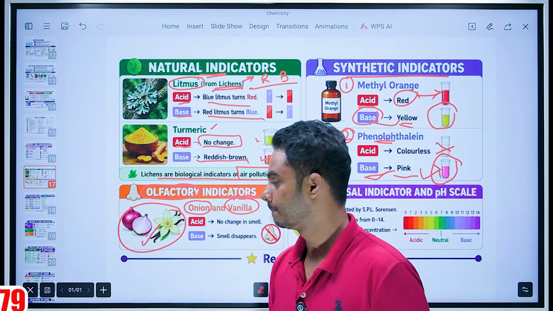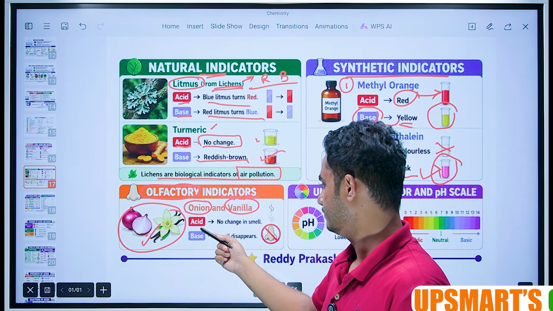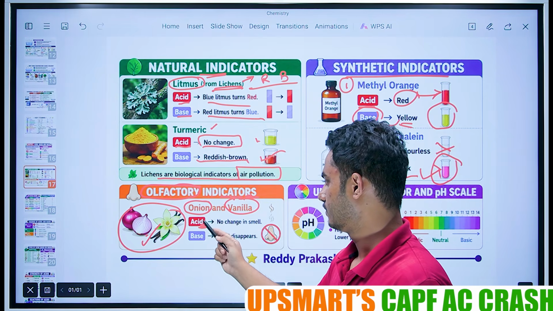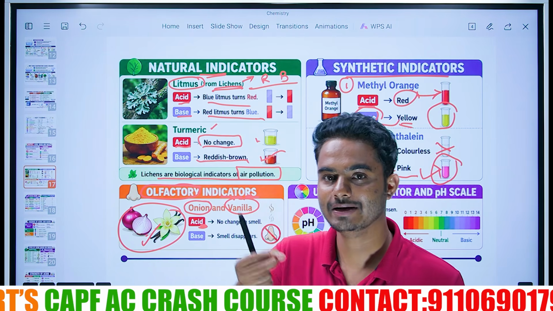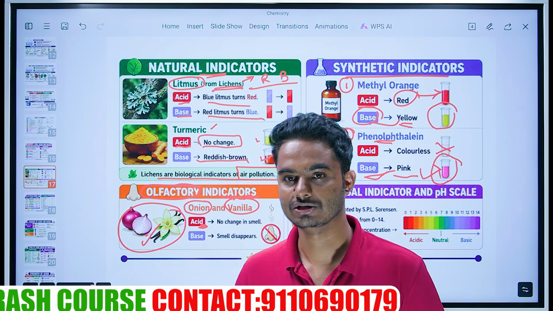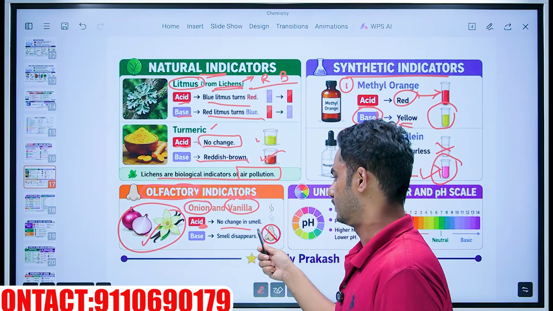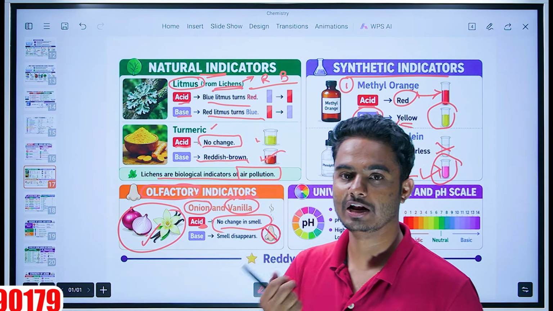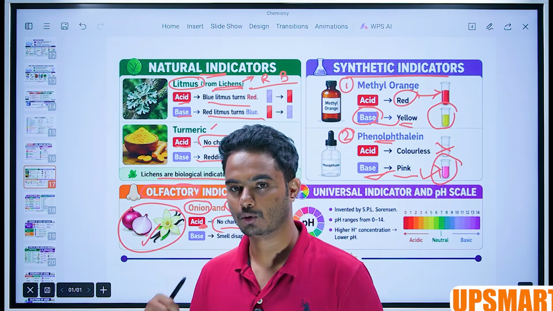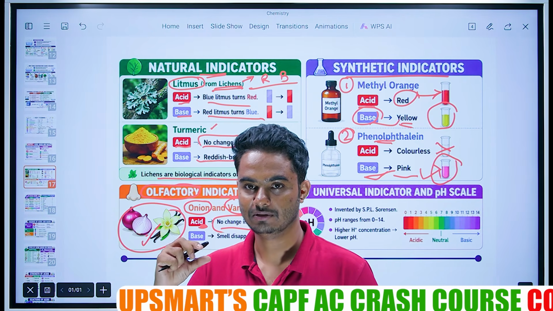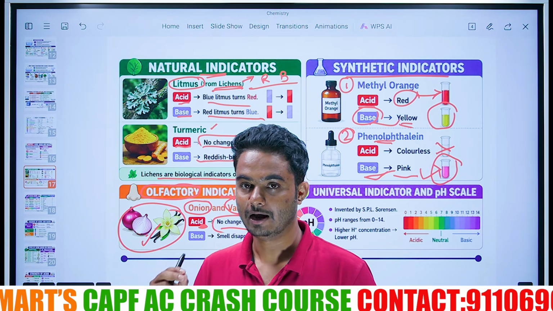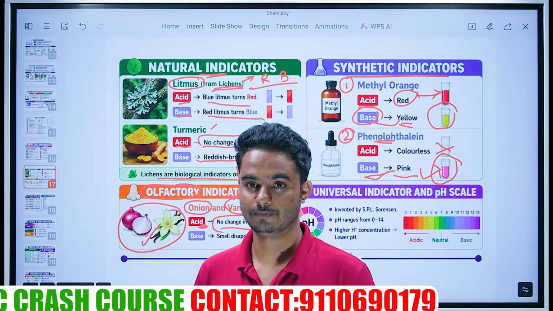Similar reaction will be there. When either of them is reacted with acid, when an onion or vanilla is put in acid, there won't be any change in smell. An onion will smell like onion, a vanilla will smell like vanilla. For all those who are confused about what vanilla is, the ice cream which we eat is vanilla ice cream. And the flavor we add into it is vanilla.